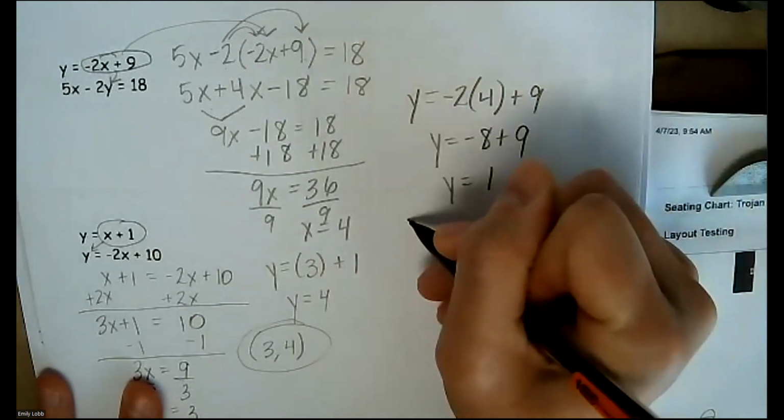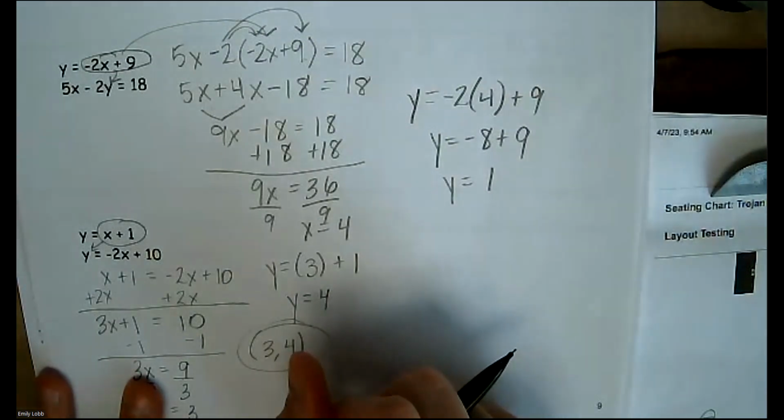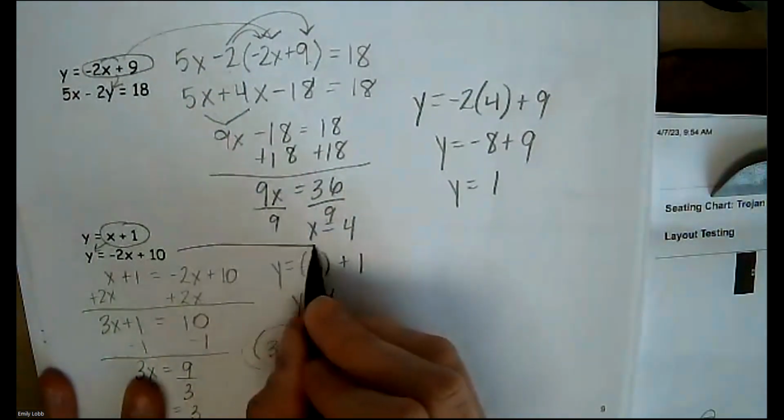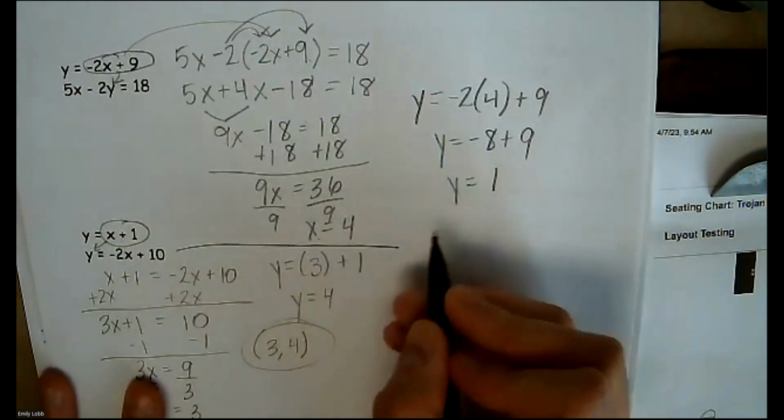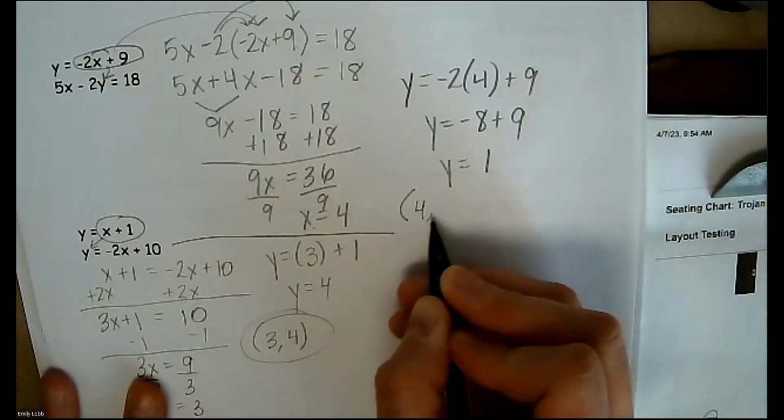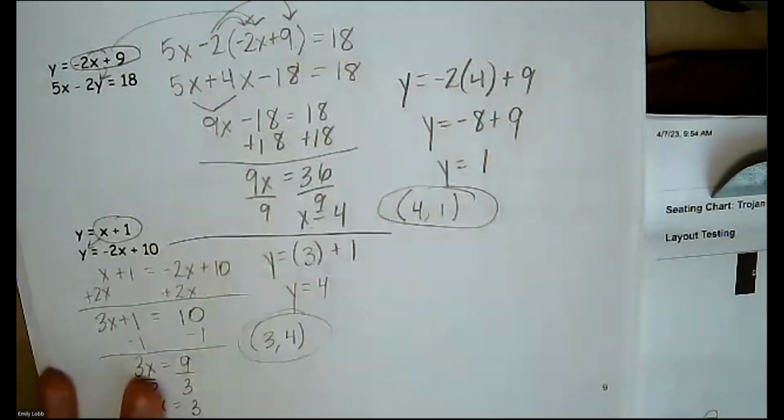Y is 1. Oops, what did I do? Oh no, I was just looking at the next problem. So I have a 4 and a 1. So this is 4, 1 into your pixel art there.